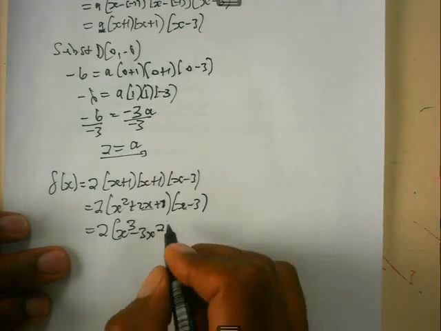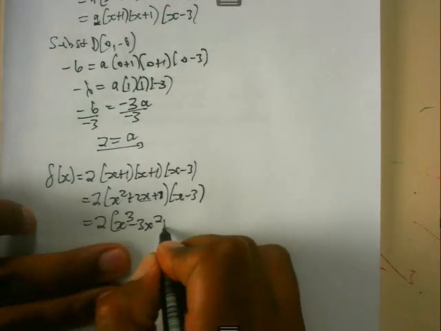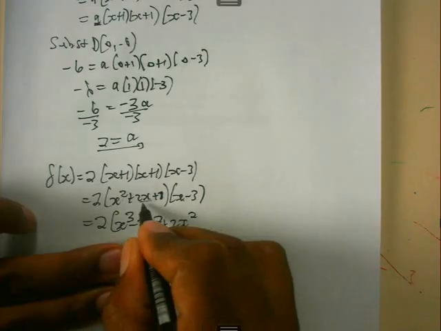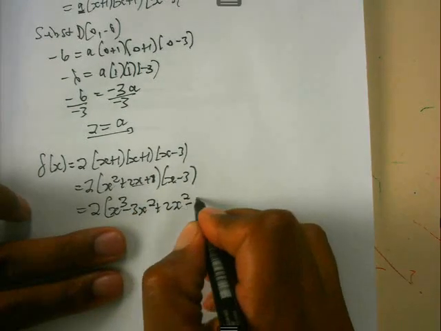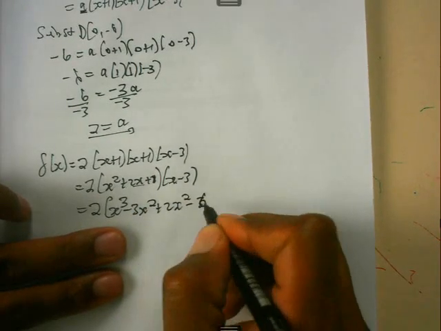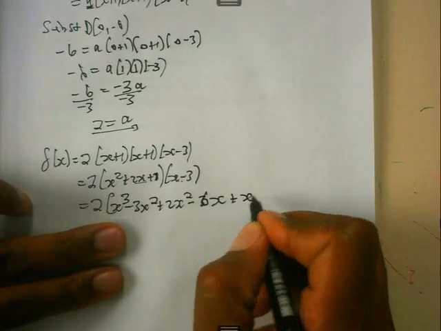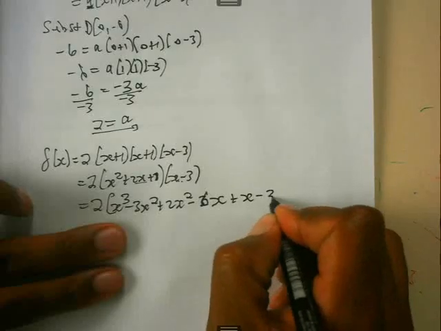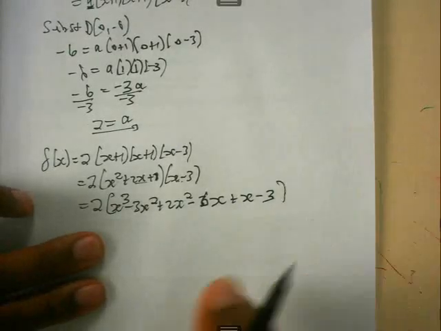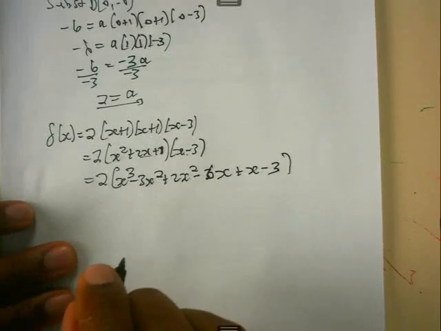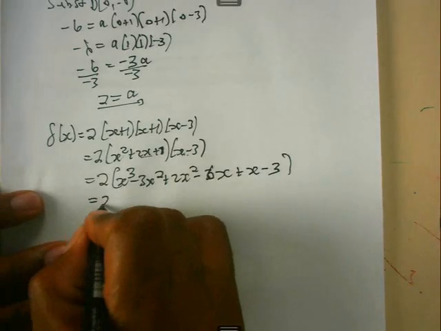2x multiplied by x. That will be plus 2x squared, and 2x multiplied by minus 3. That will be minus 6x. 1 times x is a plus x. 1 times minus 3 is a minus 3. Of course, put this inside the bracket so that I still have to multiply them by 2. Then let us simplify now.